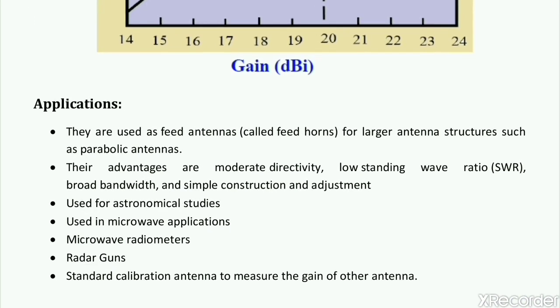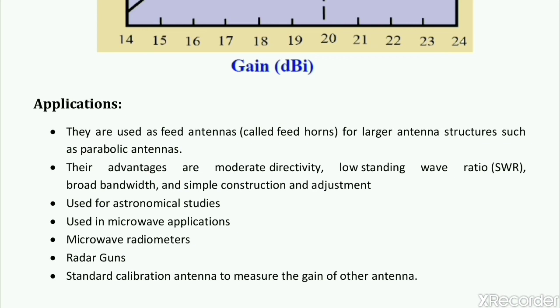These are the applications of conical horn antenna. The first one is that they are used as feed antennas, called feed horns, for larger antenna structures such as parabolic antennas. It has the advantages of moderate directivity and low standing wave ratio. This is due to the flaring provided at the opening of the waveguide. It also has broad bandwidth, as we have seen, up to 10:1 or 20:1 ratio, and is simple in construction and adjustment.